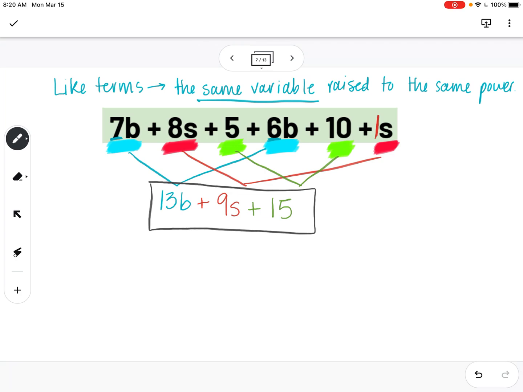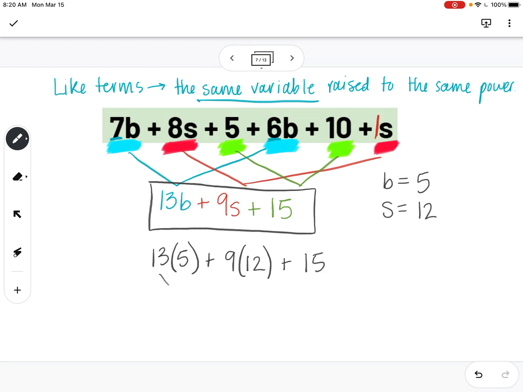All right, and let's talk about if we had values for this and we were asked to solve. So let's say now it said b equals 5 and s equals 12, and it says solve when b equals 5 and s equals 12. Same thing, we would just take this into our simplified expression, plug in 5 for b, plug in 12 for s, and then just go ahead and simplify.